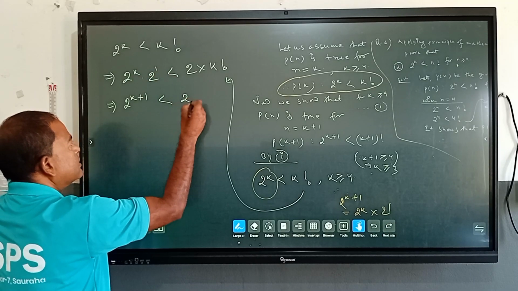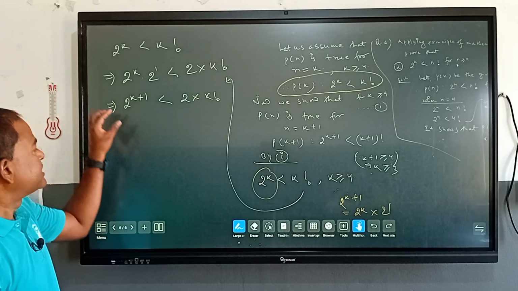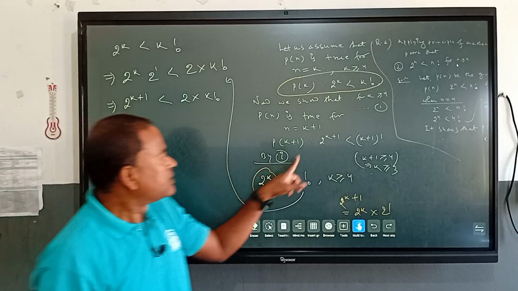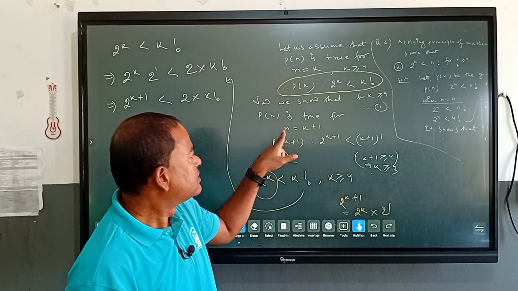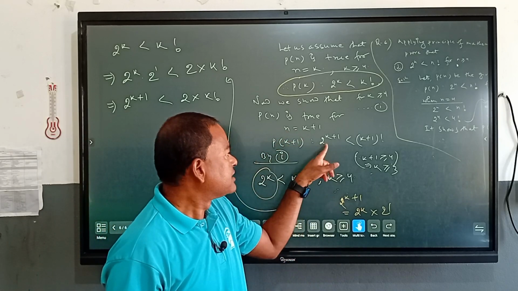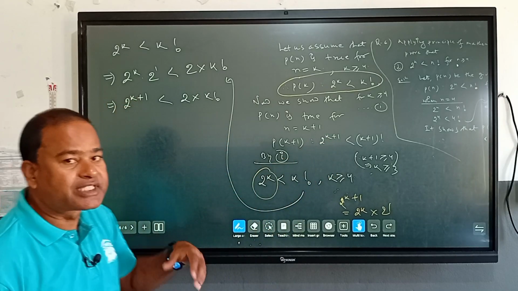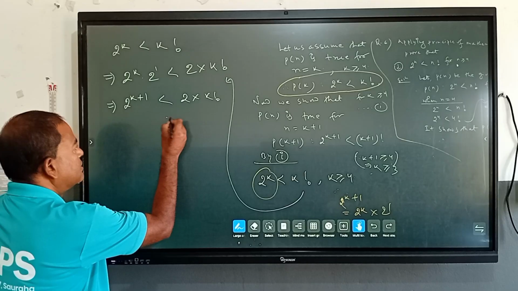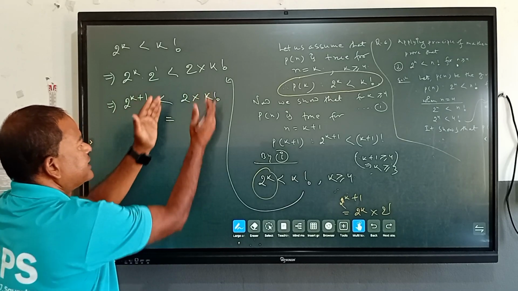Now 2 into 2 times k factorial. So we have got exactly 2 power k plus 1, which is the expression of the left hand side. When we take n value k plus 1, then the expression on the left hand side is 2 power k plus 1. So exactly we have got the same. Now we are going to focus on the expression of the right hand side.